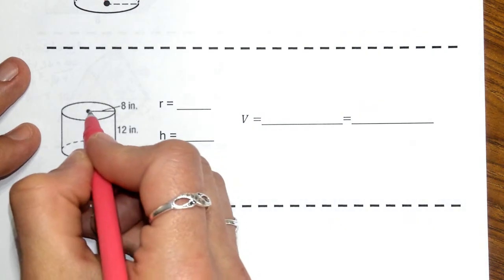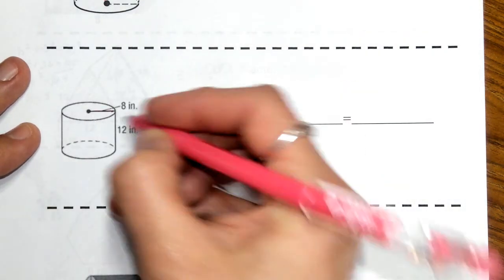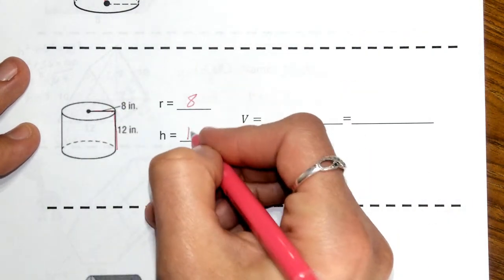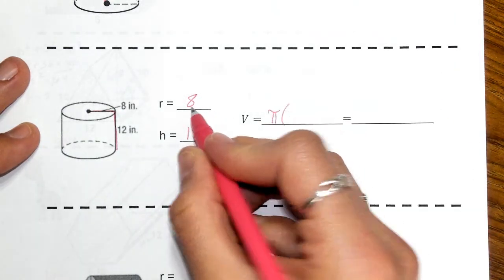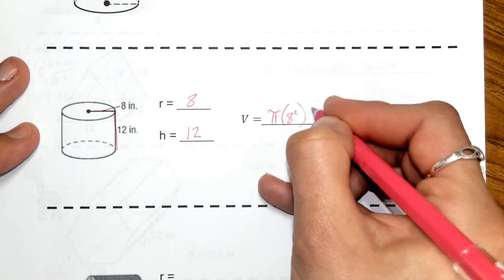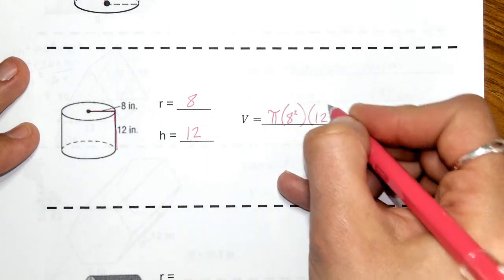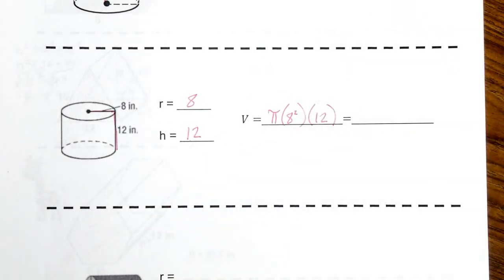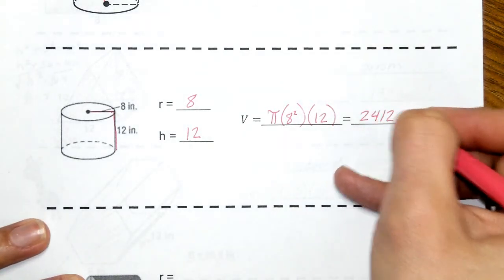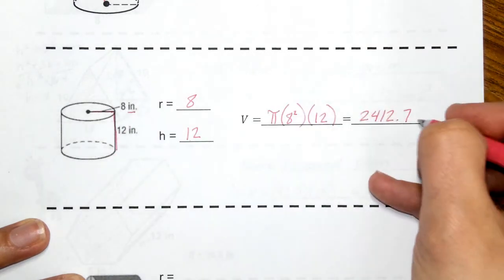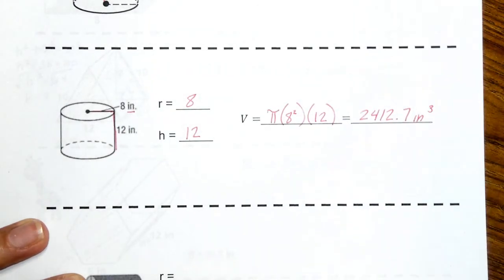Next, we're given our radius right here of 8, our height of 12. So let's plug in. We have pi times our radius squared times our height of 12. Plugging it in on your own, whether it's before or after, make sure that you're getting 2,412.7 inches cubed.